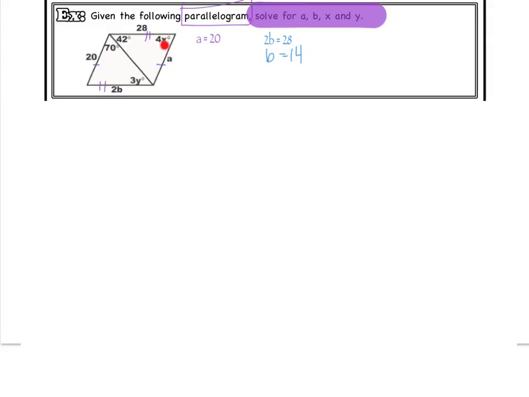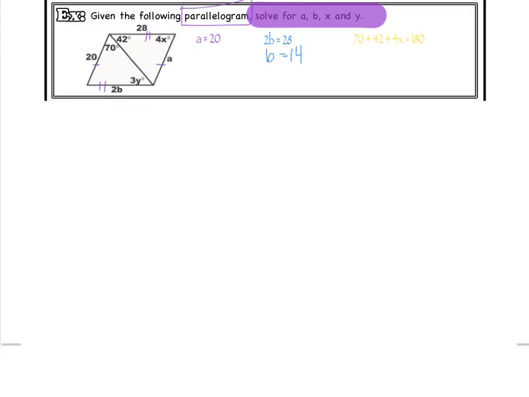So I know that 4x and this angle right here are 180. This angle, but I'm still missing this piece, so that angle is not going to be any good to me. This angle and 4x, oh, I do know this whole angle is 70 and 42, and this angle is 4x. So this angle plus this angle are supplementary. So let's go ahead and write that equation.